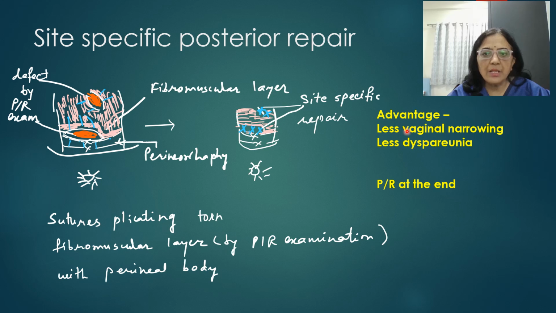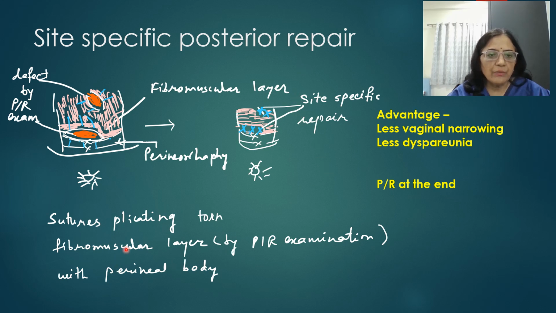Advantages: there is less vaginal narrowing. Whenever we take multiple sutures, post-operatively there is formation of fibrosis, and with midline plication there is more vaginal narrowing after a few months of doing the posterior colporrhaphy by the traditional method. Here, there is less vaginal narrowing and less dyspareunia. That is the advantage of doing this site-specific posterior repair.